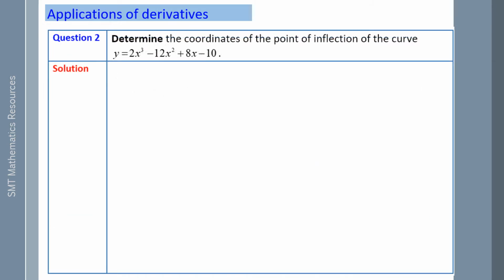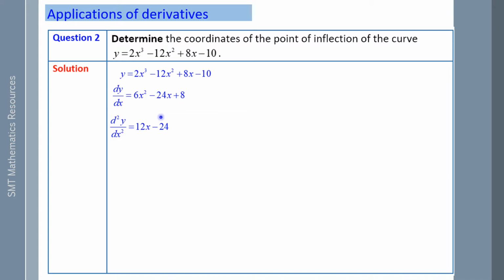Question 2. Determine the coordinates of the point of inflection of the curve y equals 2x cubed take 12x squared plus 8x take 10. First of all, we're going to differentiate. This is a simple differentiation question where we're going to multiply 3 by 2 and subtract 1 off the power for each case. So first derivative is 6x squared take 24x plus 8.